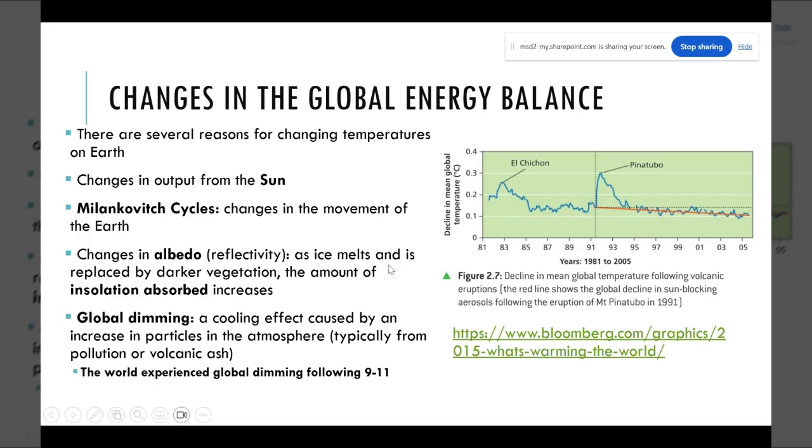So if you think about it, ice has a very high albedo. Water has a much lower albedo. Darker vegetation has a lower albedo. Concrete has a pretty low albedo. So that's why urban areas tend to be warmer.